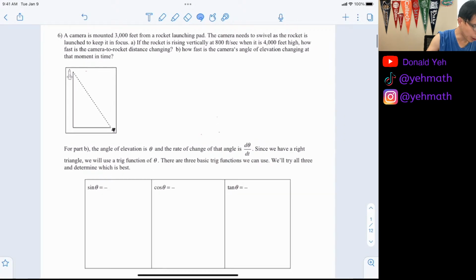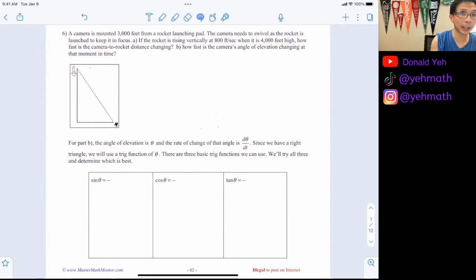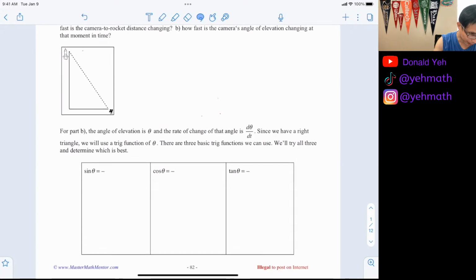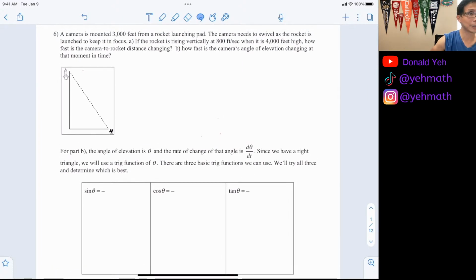So if you don't know, take a closer look at this question. I'm going to show you. This is a rocket problem.